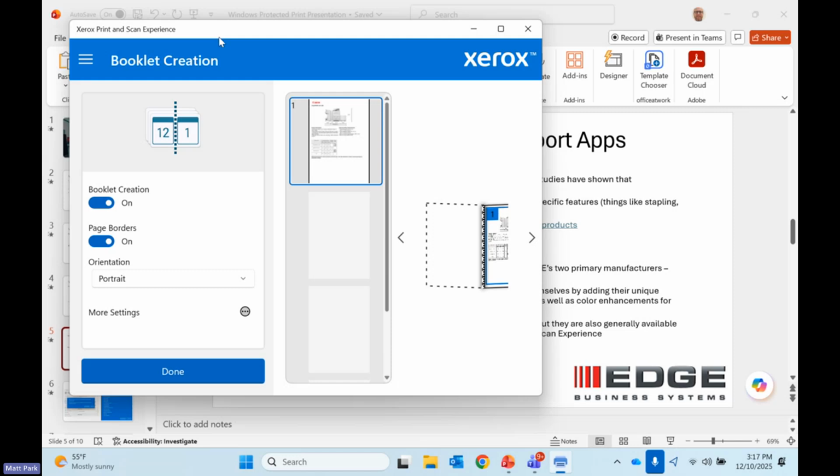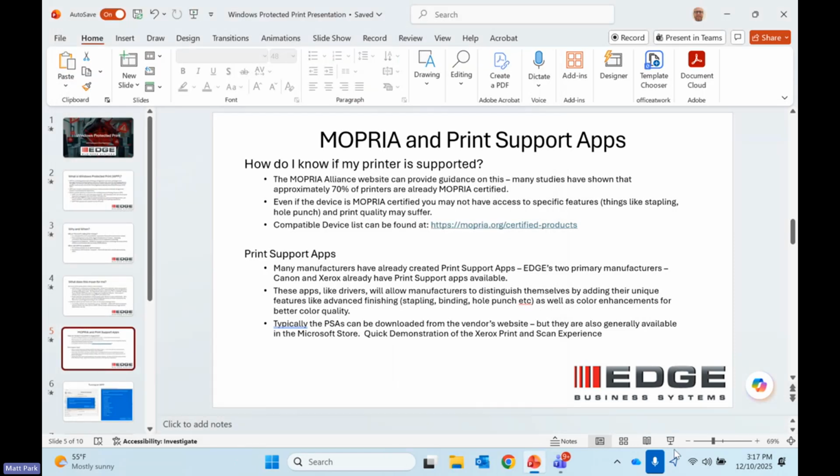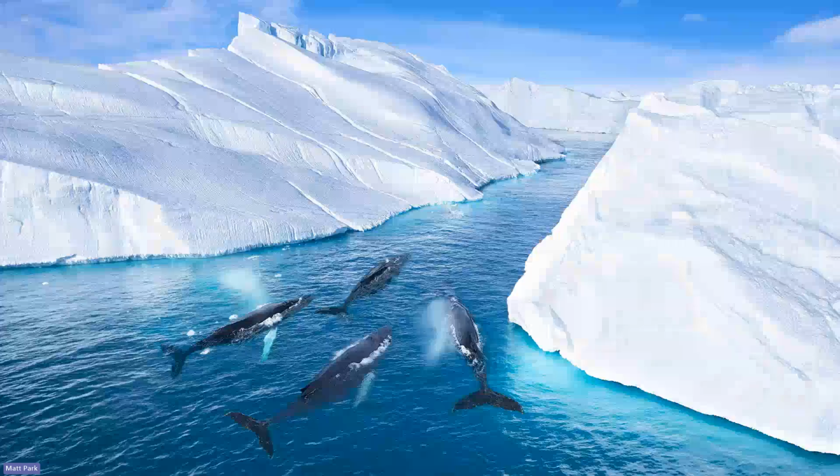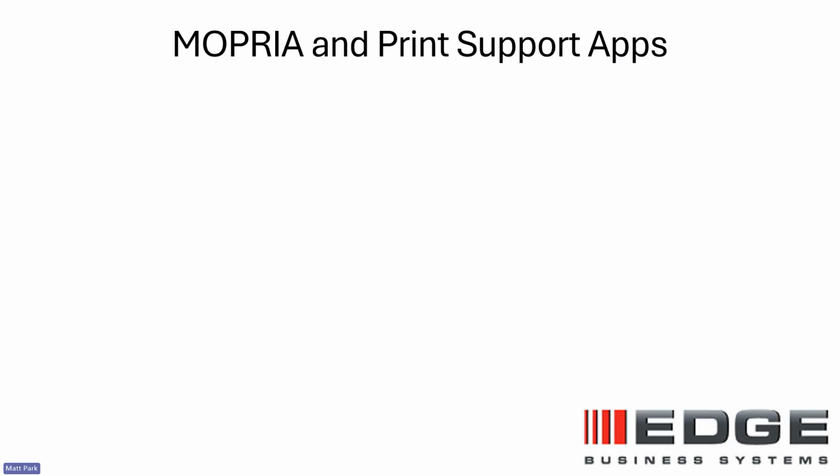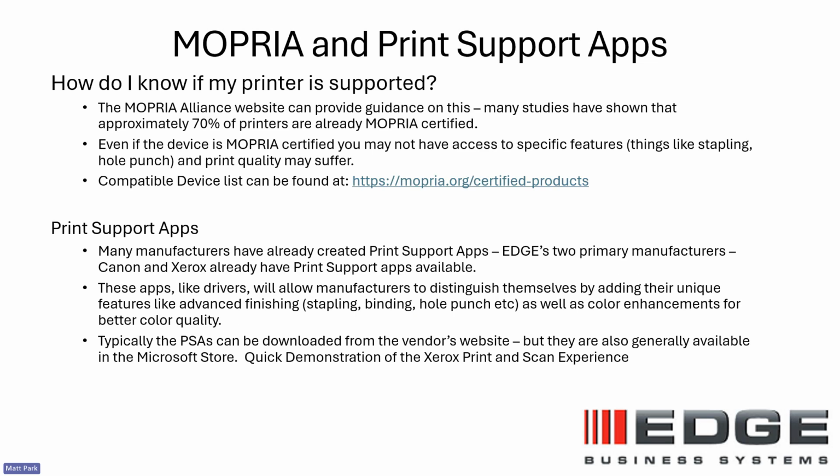They tried their best to keep them as similar to the drivers as they could, but there are definitely going to be some differences out of necessity. Most manufacturers have launched these print support apps. In our case, our vendors, being Xerox and Canon primarily, already have these print support apps. So if you do, oopsie, turn on WPP, we do have the ability to provide you with print support apps that will work with WPP without having to go back and reload your drivers.